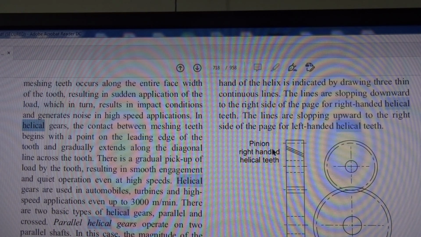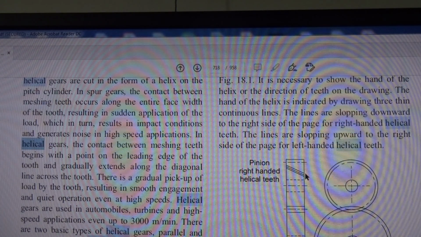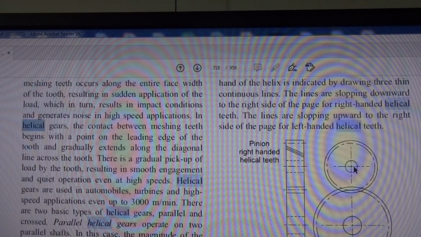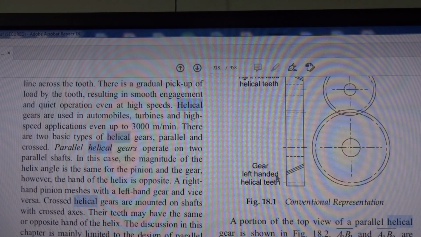This is the pinion with right-handed helical teeth. The slope of the right-handed helical teeth is towards the right. The lines are sloping downward to the right side of the page for right-handed helical teeth, but the lines are sloping upward to the right side of the page for left-handed teeth. This one is the left-handed tooth, sloping upward, so this is known as the left-handed tooth.